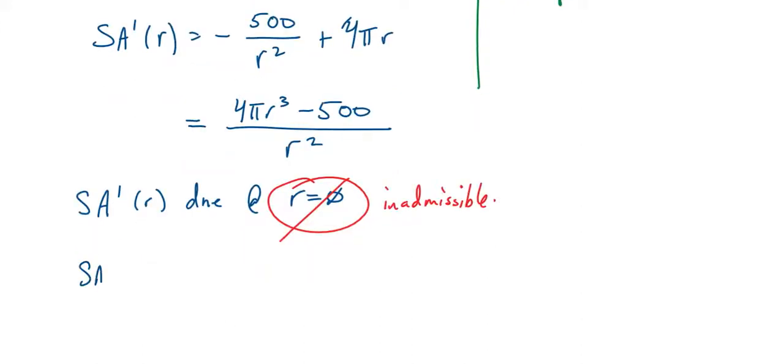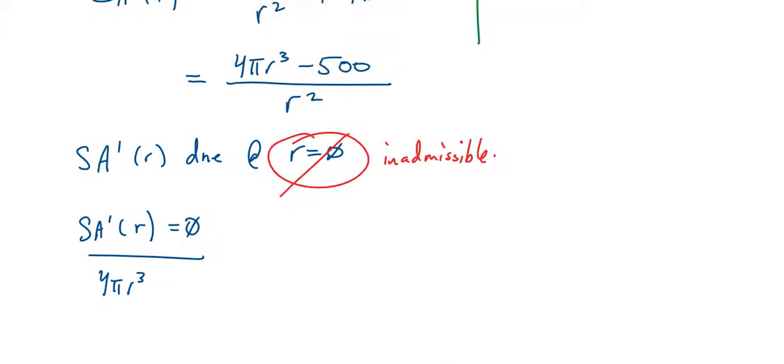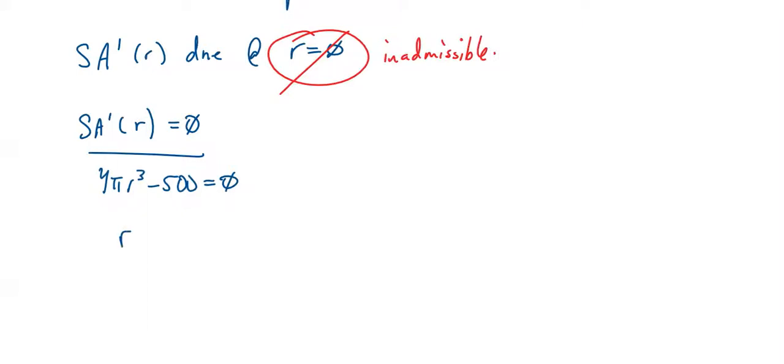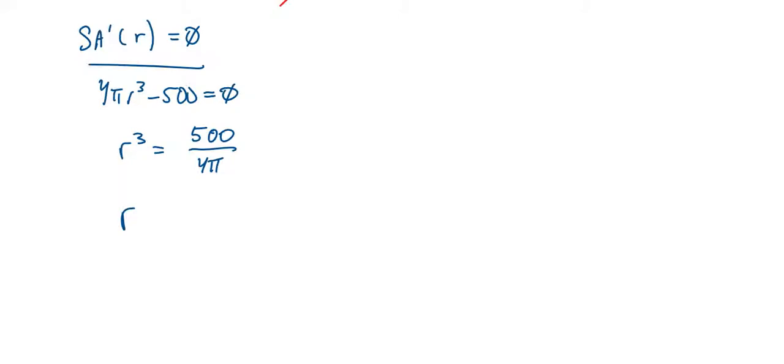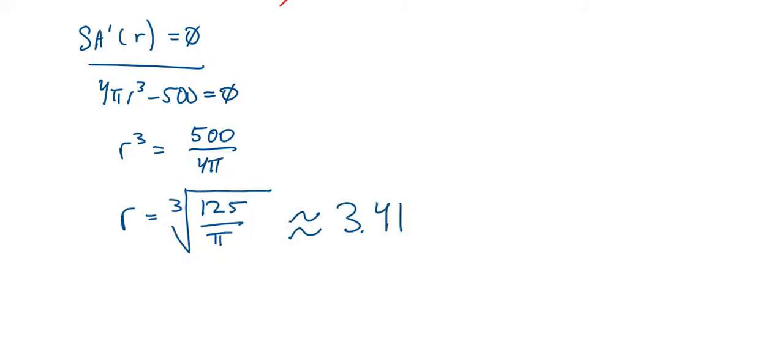Okay, so now we're going to figure out where the derivative is equal to 0. So that's when the top is 0. I'm going to move the 500 over and divide by 4 pi. Take the cube root of both sides. And 500 divided by 4 is 125 over pi, which is about 3.41. 3.4139. 3.41. Any questions about that?